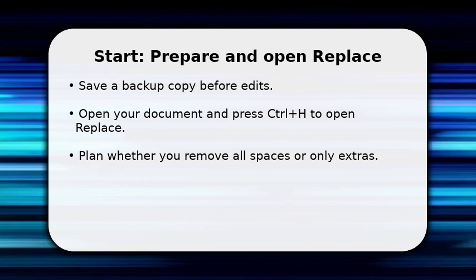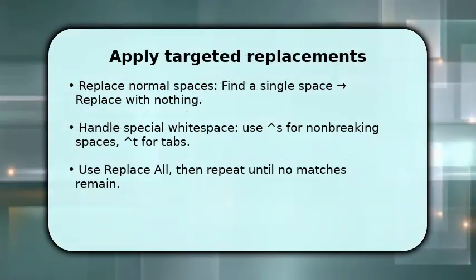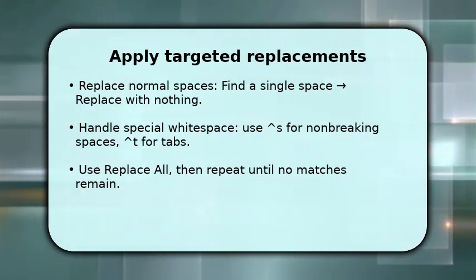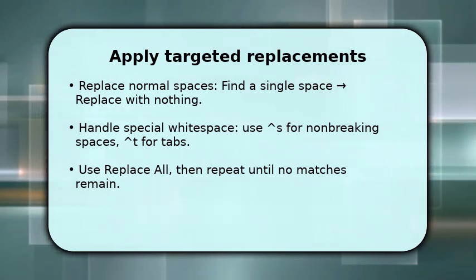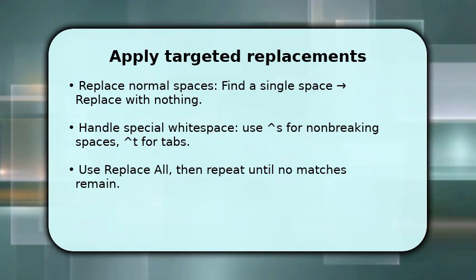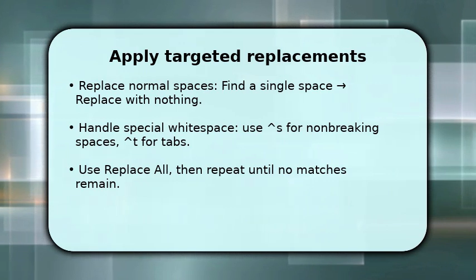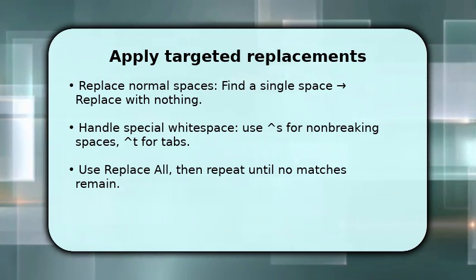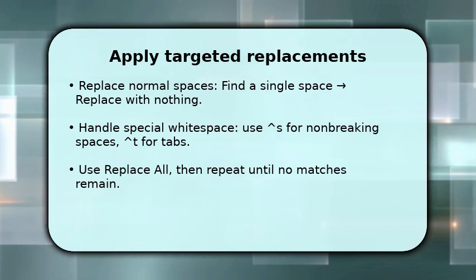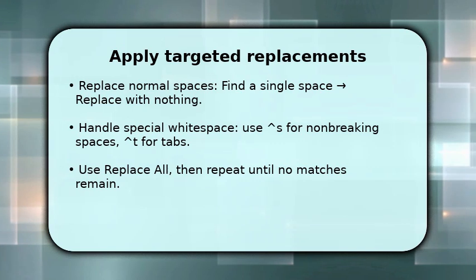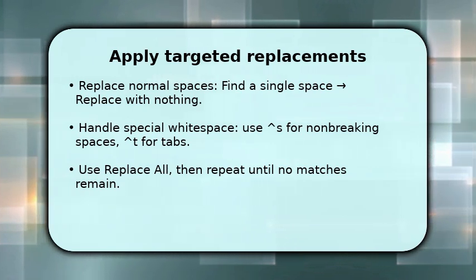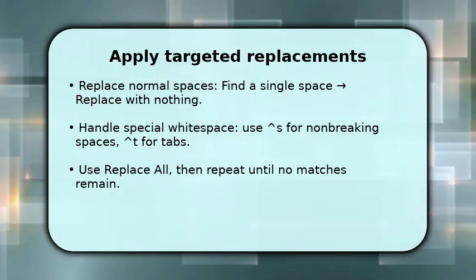Now you perform targeted replacements so Word removes the correct characters. First, in Find type one space and leave Replace empty, then click Replace All. Repeat until no matches remain. Next, handle special characters. Use ^s to find non-breaking spaces and ^t to find tabs. Replace each with nothing if needed. Make sure to check the document headings and numbers after each pass because removing spaces can merge words or numbers unintentionally. Once the main passes are done, inspect common trouble spots.